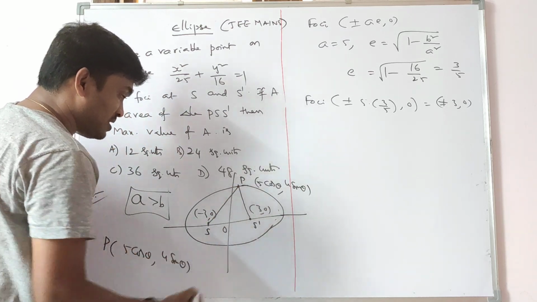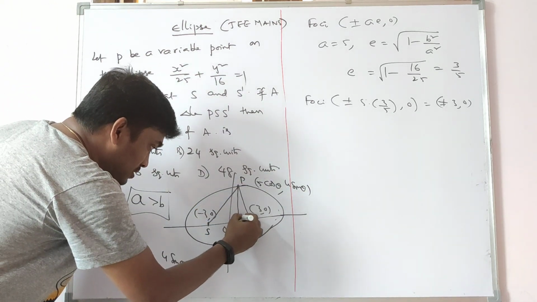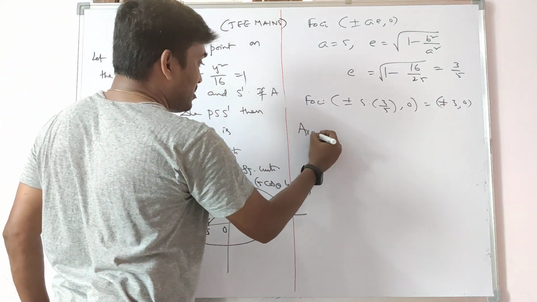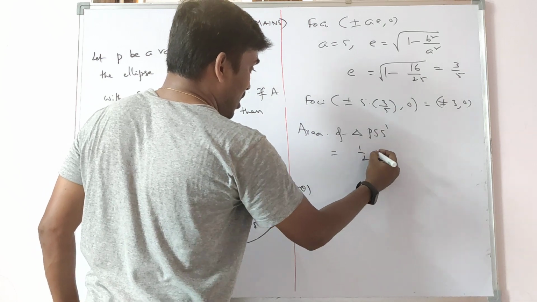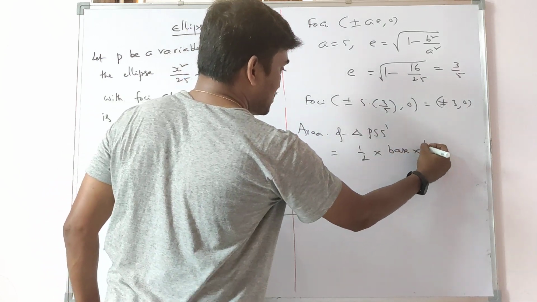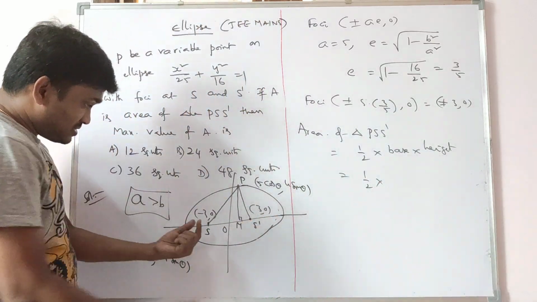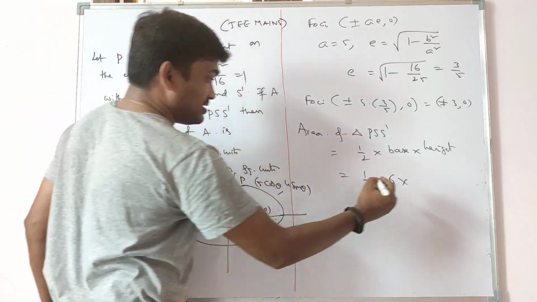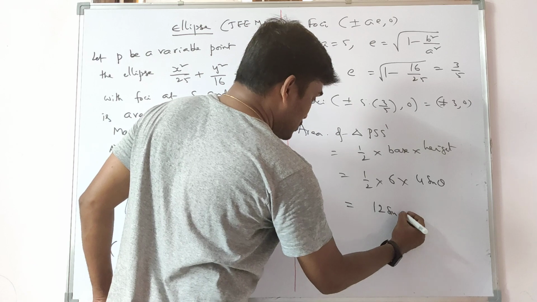Join them. So maximum area: draw the perpendicular. Dear students, draw the perpendicular. This is M. So area of triangle is equal to half into base into height. What is the base? That is 6. What is the height? That is 4 sin theta. So that is 12 sin theta.